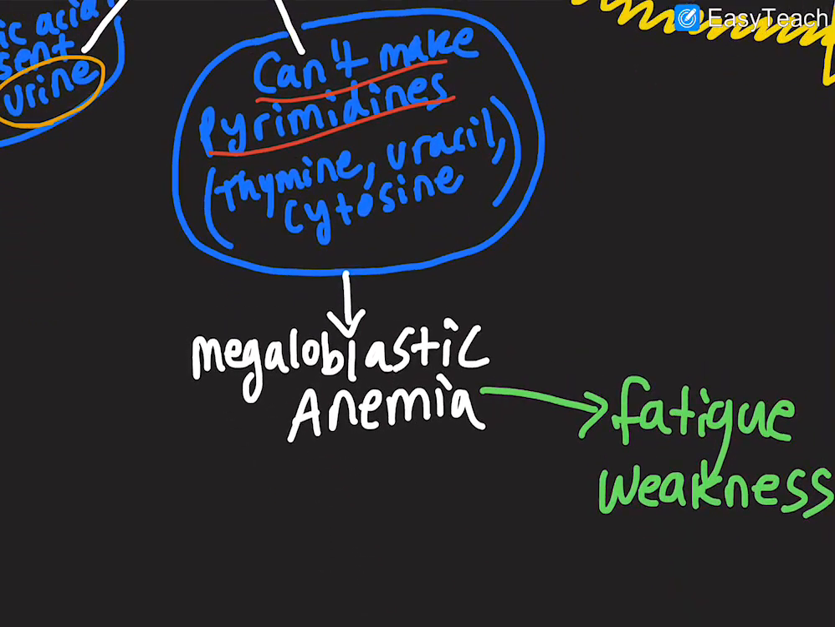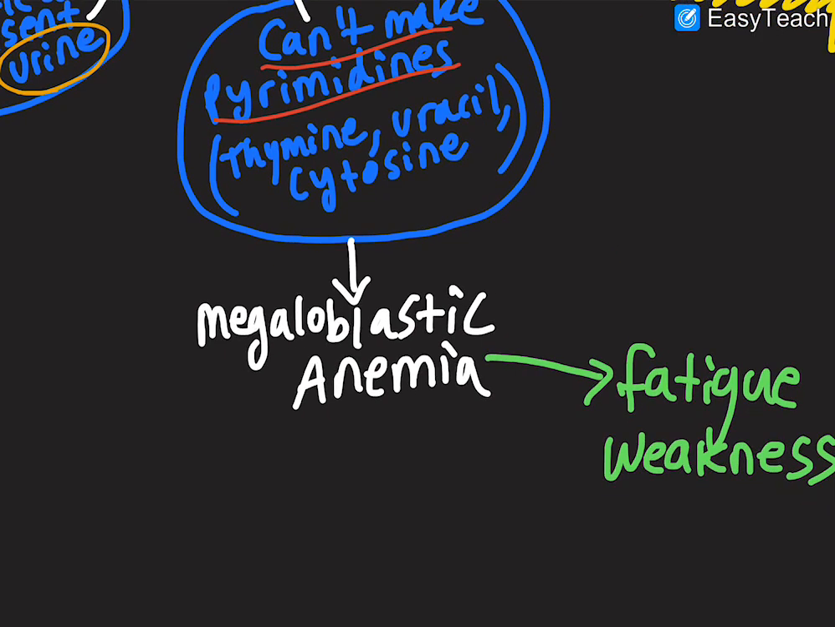And so if one is deficient in, if you cannot make DNA, or I should say cannot properly synthesize DNA, right? We're going to talk about anemia in a future lecture, but just know, if you can't synthesize DNA properly, then that puts you more at risk for megaloblastic anemia.